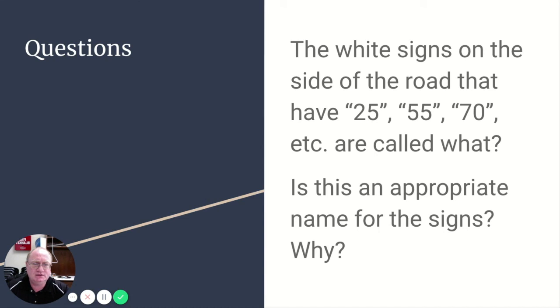But here's some questions. On the side of the road, we get all these signs that are white. They have 25, 65, 70 written on them. What do we call those? Well, we call them speed limit signs. And we actually named it correctly. We're talking about speed, not velocity.